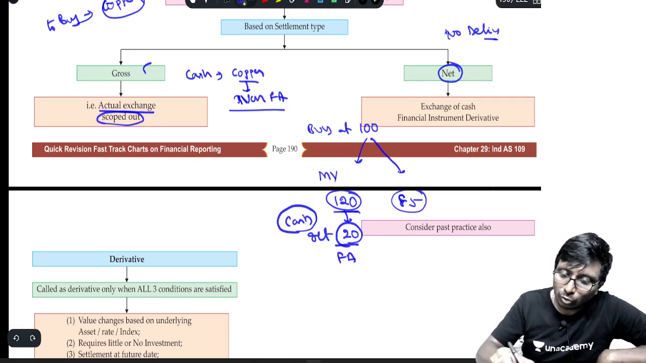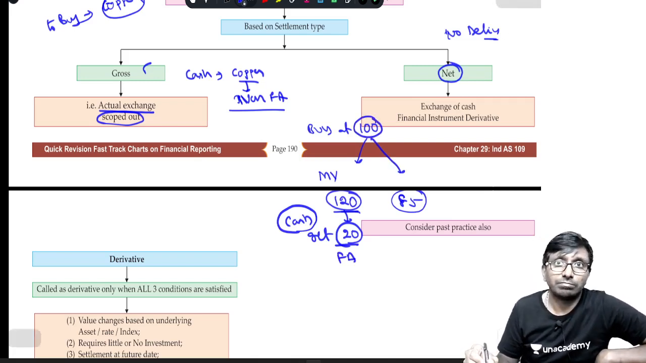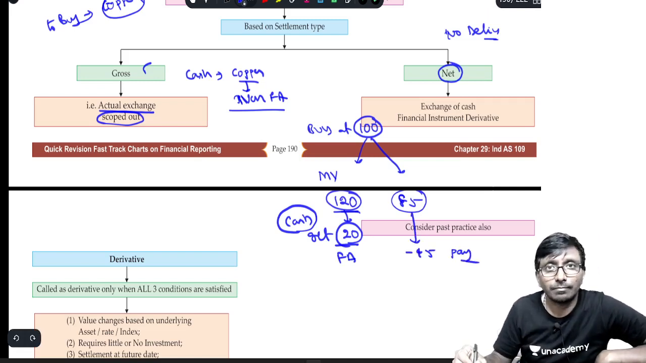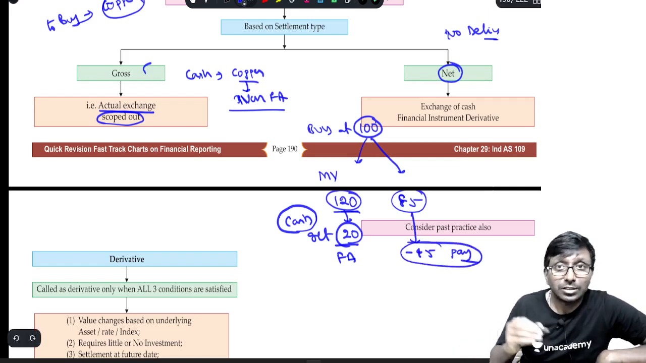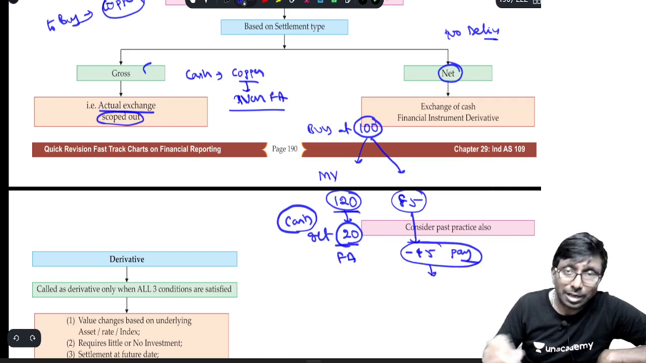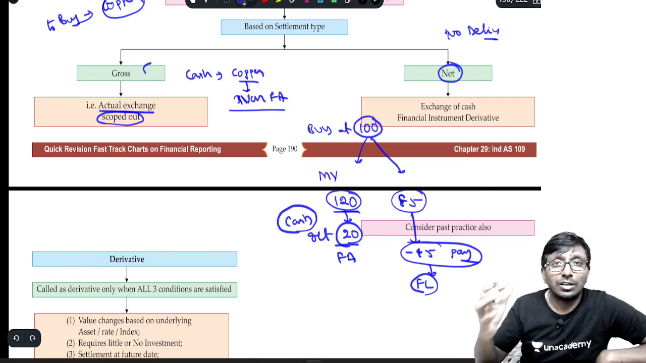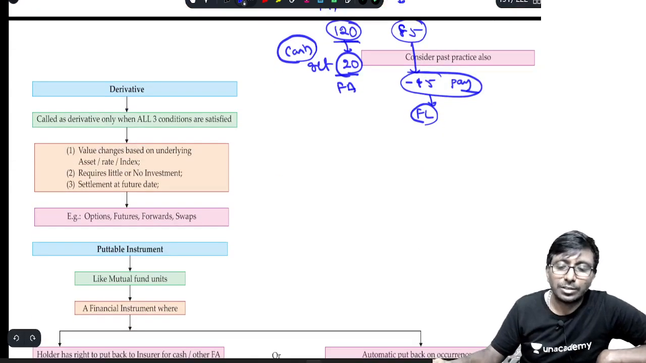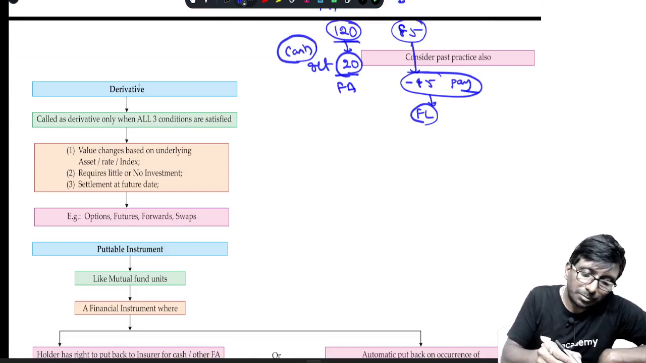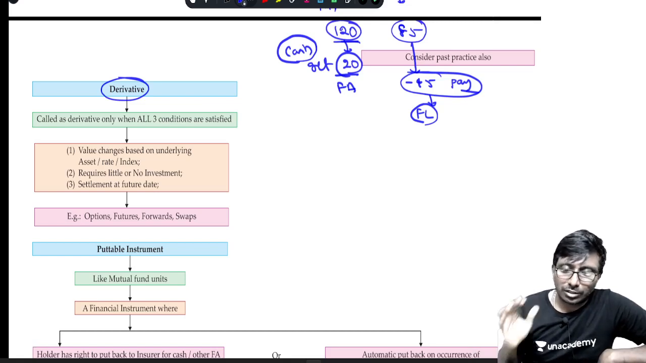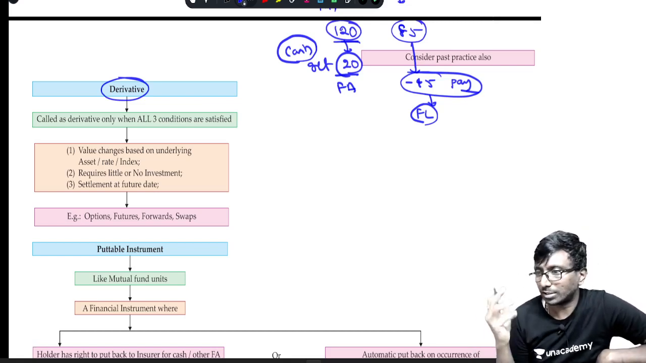Now suppose I promised to buy at 100, but today the market value is 85. Do I take delivery now? No. Under net settlement, I will pay 15 rupees and close it. That means I have an obligation to pay. Yes, surely I have an obligation. Then it is a financial liability. Got my point? Next important definition, which is a derivative contract. I hope you are able to catch on so far.